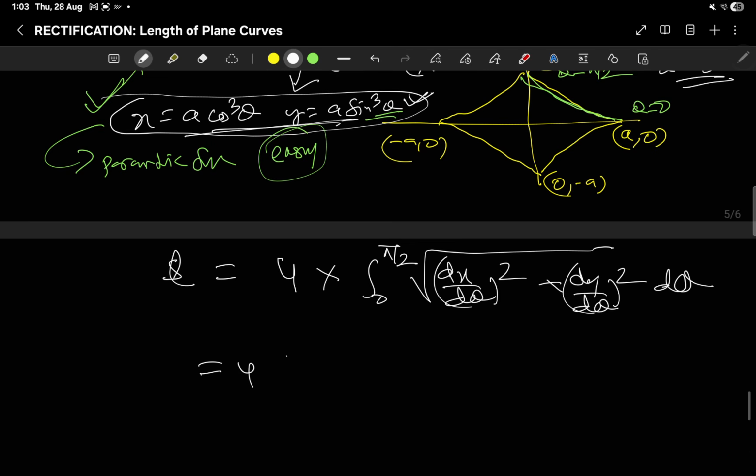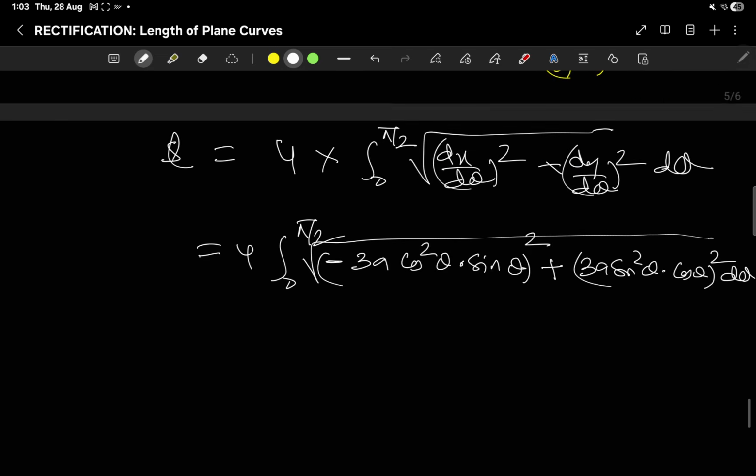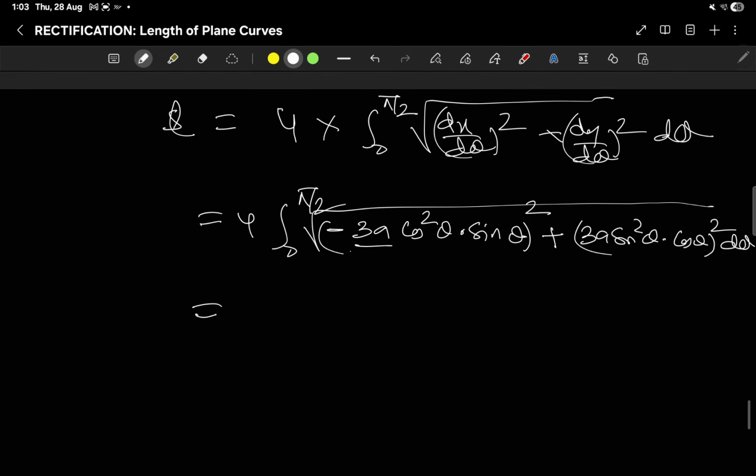So this is 4 times the integral from 0 to π/2. dx/dθ is, for cos³θ, 3a cos²θ into the derivative of cos θ, which is −sin θ. Then dy/dθ is 3a sin²θ into the derivative of sin θ, which is cos θ. Take the whole square of dx/dθ plus the whole square of dy/dθ, under the square root, dθ. If we simplify it, it is (3a)², that is 9a².